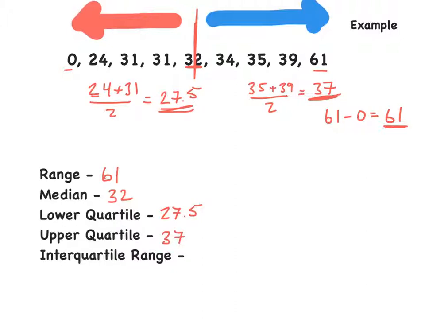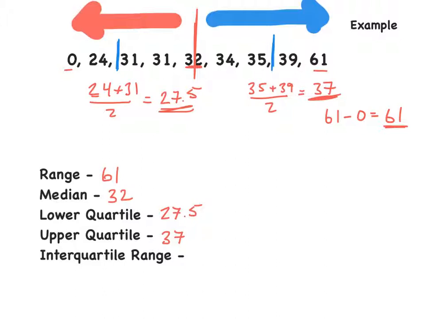So think about it. That 37 would basically be right here, right in the middle. The 27 and 5/10 would be right here, right in the middle. So now it kind of looks like we have four different sections. We have one section, two sections, three sections, four sections. That's why they're quartiles.